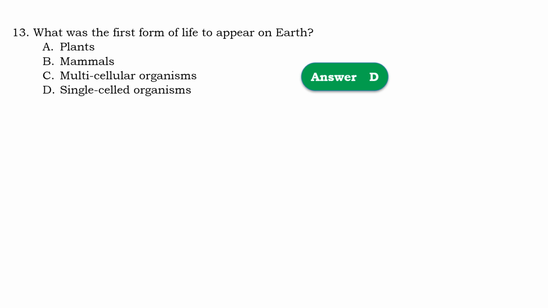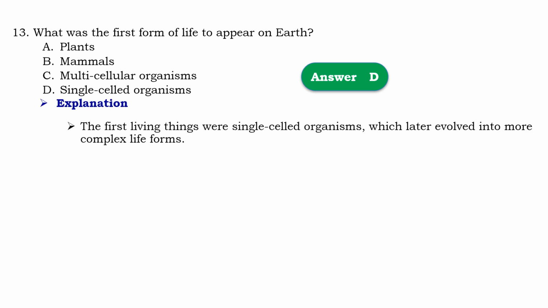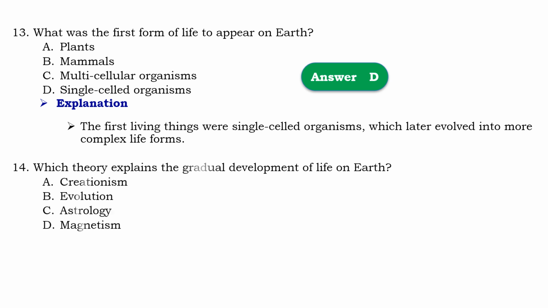Single cell organism. Means that the first living things were single celled organisms which later evolved into more complex life forms. Question number 40. Which theory explain gradual development of life on the earth?